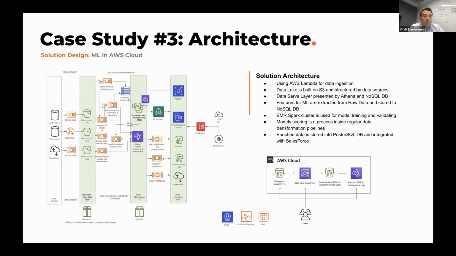So the internal engine for that is Lambda functions, and also we use EMR just to train models and extract features from the raw data. In general, the final result is saved to the Postgres database and integrated with the Salesforce system on-prem on the client side.